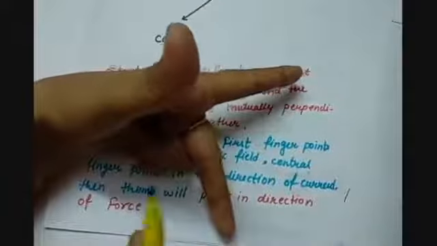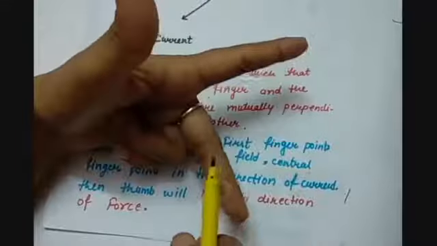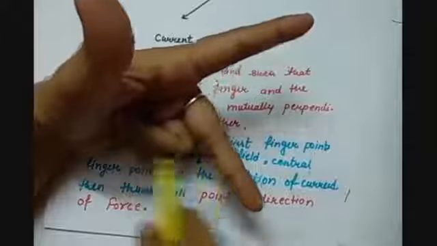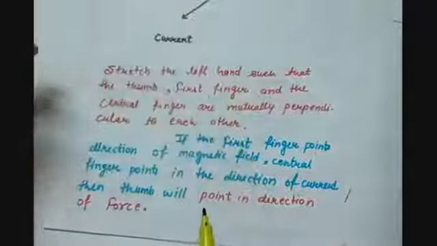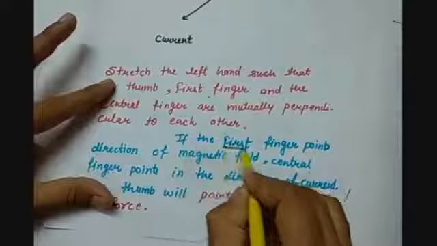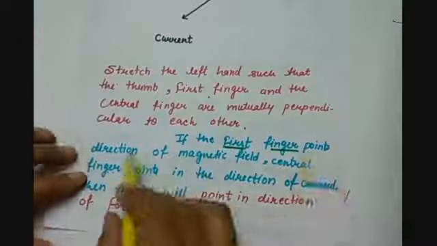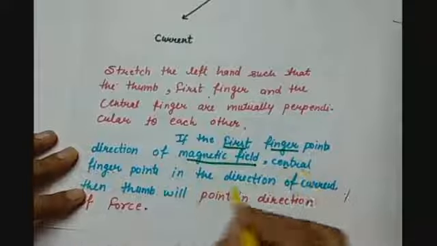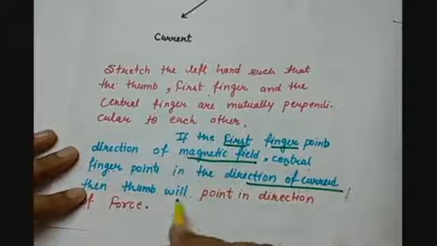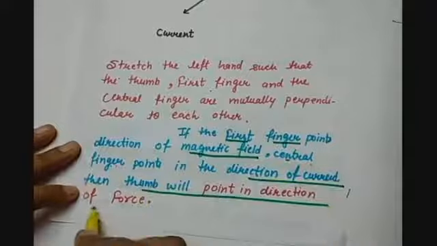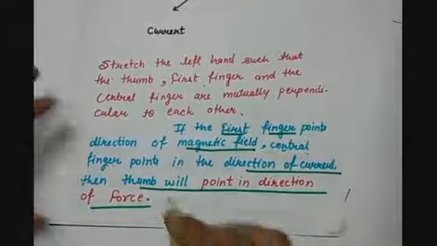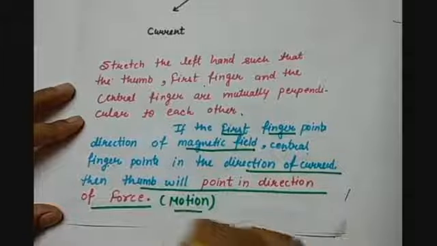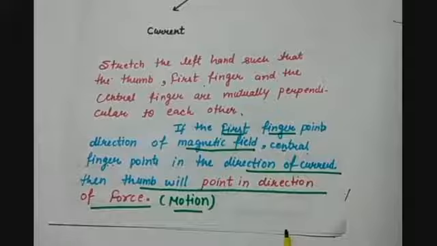So we have to stretch our thumb, first finger and central finger in such a way that they are mutually perpendicular to each other. Now, if the first finger points in the direction of the magnetic field, and the central finger points in the direction of the current, then the thumb will point in the direction of the force, or you can say the direction of motion will be determined with the help of the direction of the thumb.